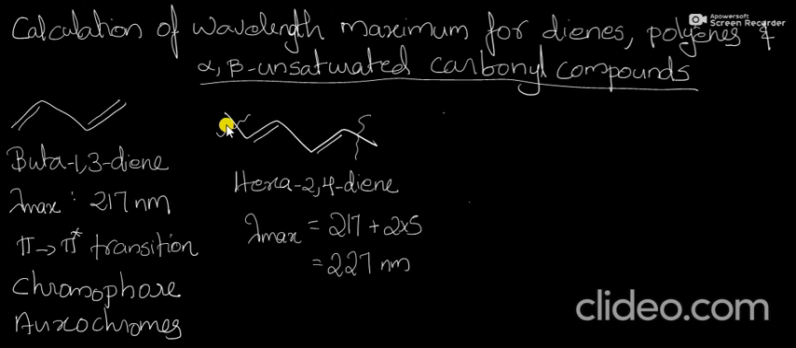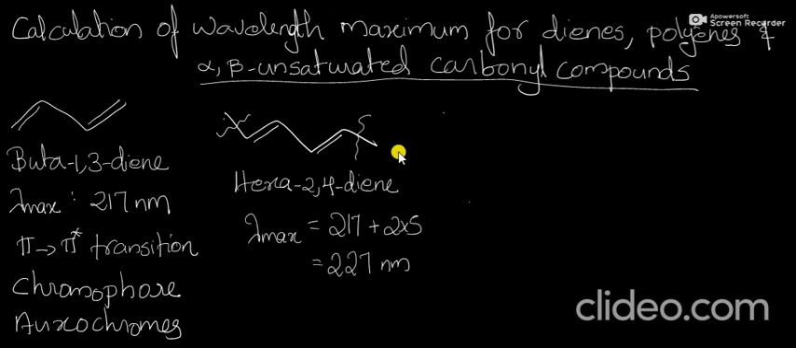For example, the presence of alkyl groups. This is our chromophore, that is a conjugated system. These two CH3 groups are attached to this chromophore. So, these two alkyl groups are known as auxochromes. The presence of alkyl groups increases the value of lambda maximum by about 5 nanometer per alkyl group.